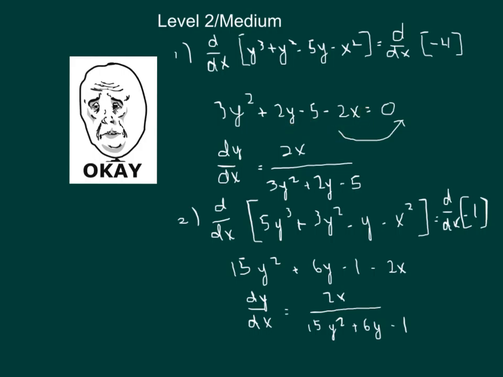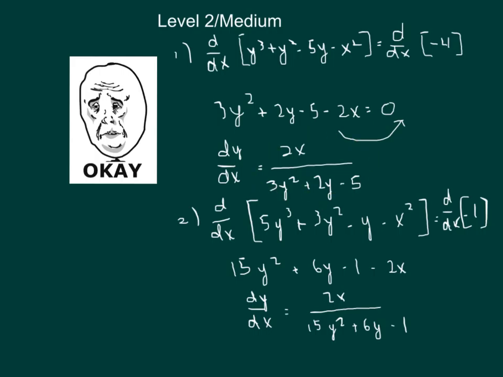You set it to 0. Then you bring the minus 2x onto the right side, and then once you do that, then you just take this whole chunk and you move it all the way to the right, and you get 2x over 3y squared plus 2y minus 5, and that is your answer.